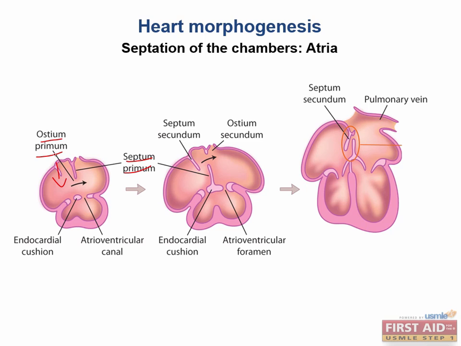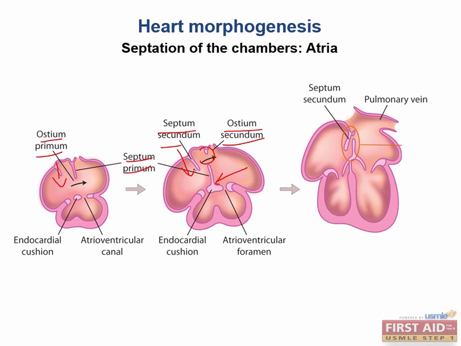In the second image, the septum primum has fused with the endocardial cushion, and an area of apoptosis in the superior part of the septum primum forms this new communication, which we call the ostium secundum. Now the septum secundum will grow to the right of the ostium secundum to help form a unidirectional valve.